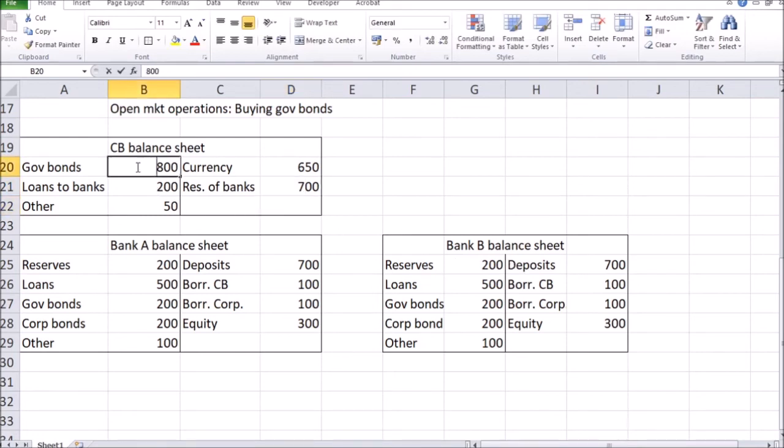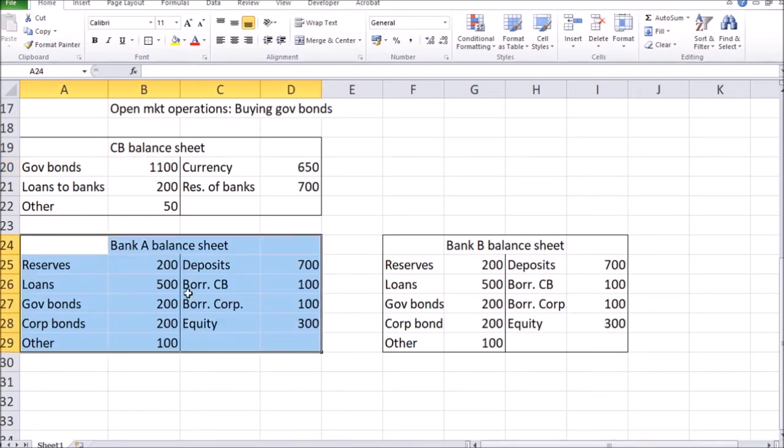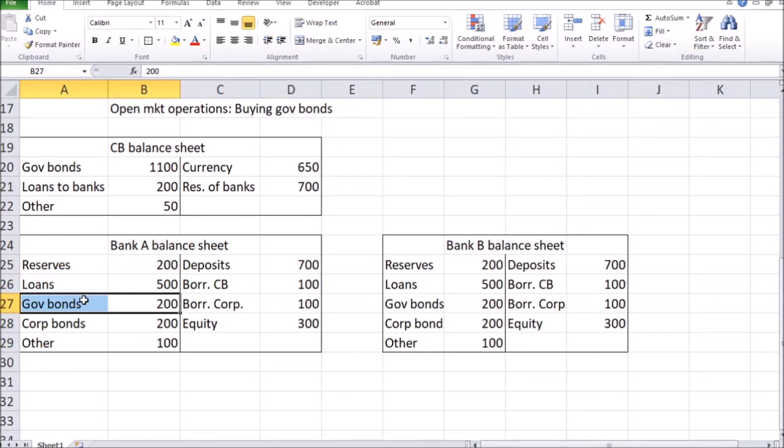And in return, it will receive 300 worth of government bonds. So the amount of government bonds the central bank will hold will increase up to 1,100. What's going to happen to the balance sheets of the commercial banks is that instead of having government bonds, they'll have more reserves. So the liability side is not going to change. It's that one type of asset will simply transform into another type of asset for each of the commercial banks. Each of these commercial banks will only have 50 billion in government bonds, and the reserves will increase to 350. So reserves increase to 350, government bonds decrease to 50.